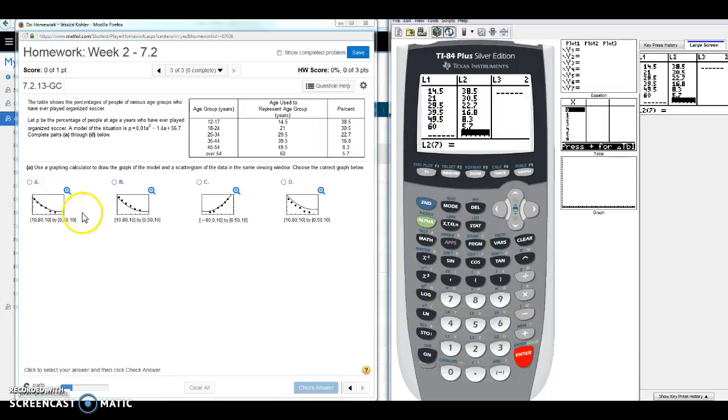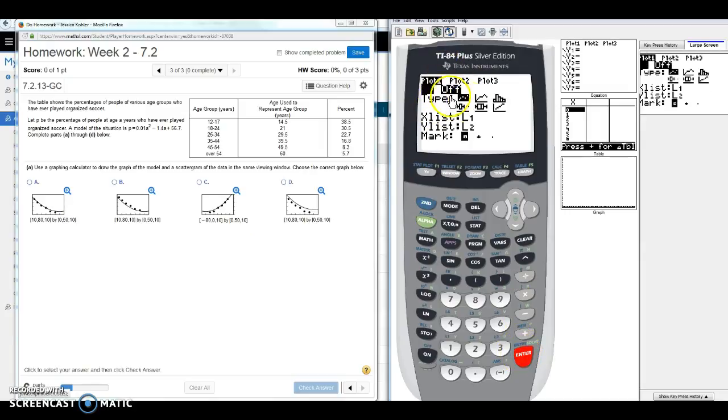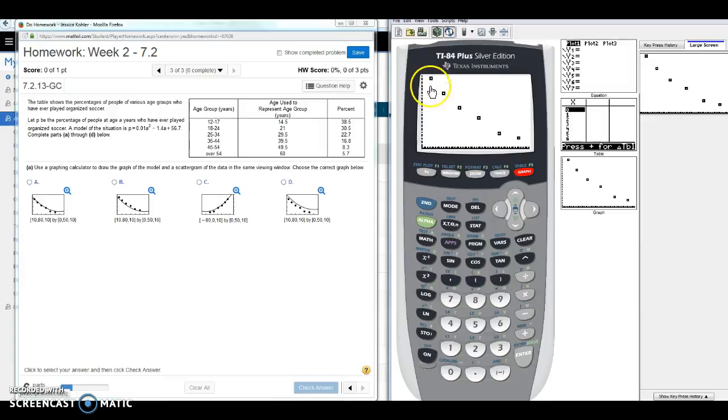Let's start by graphing the scattergram. So I'm going to hit second, y equals. That's going to give me my stat plot. I'm going to hit enter, and I want to turn it on, so I'm going to hit enter again, and now on is blinking. The type is exactly what I want, a scatter plot, and my X list is in L1 and my Y list is in L2. And so I'm able to hit graph then, and I get my scatter plot. So I automatically can see that graph C can be eliminated because my data is decreasing.